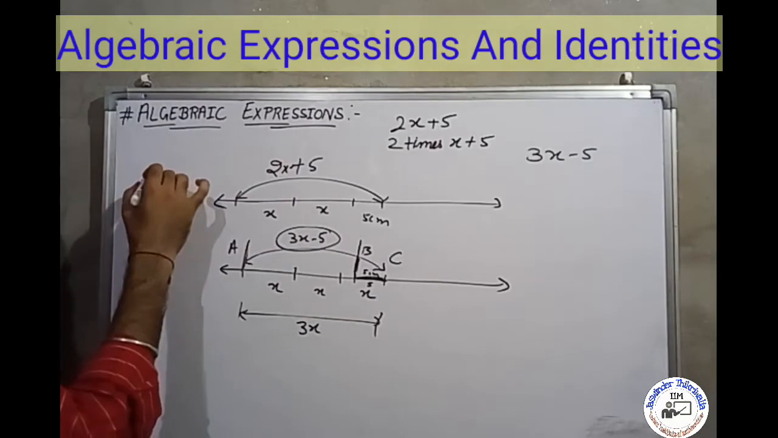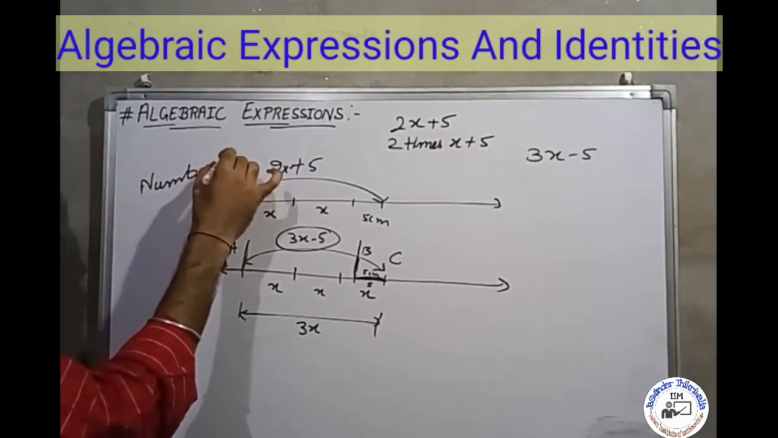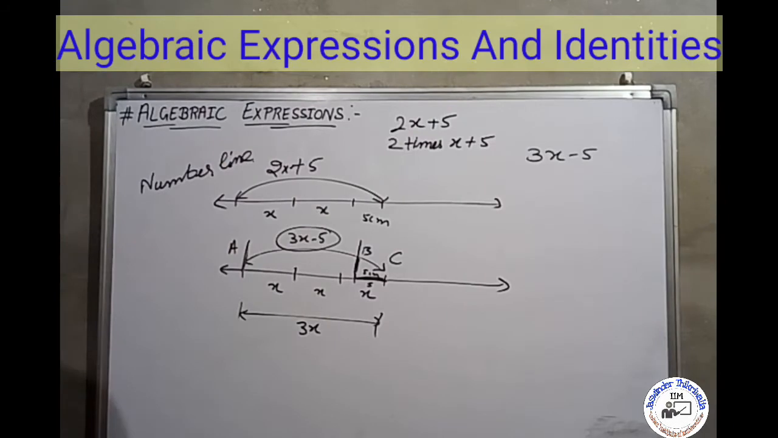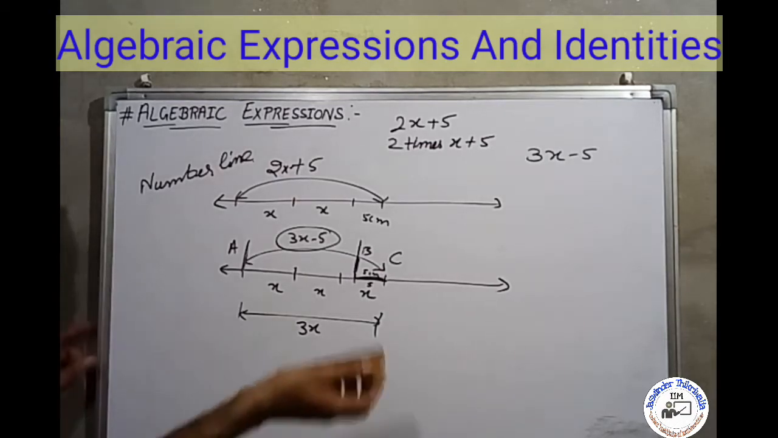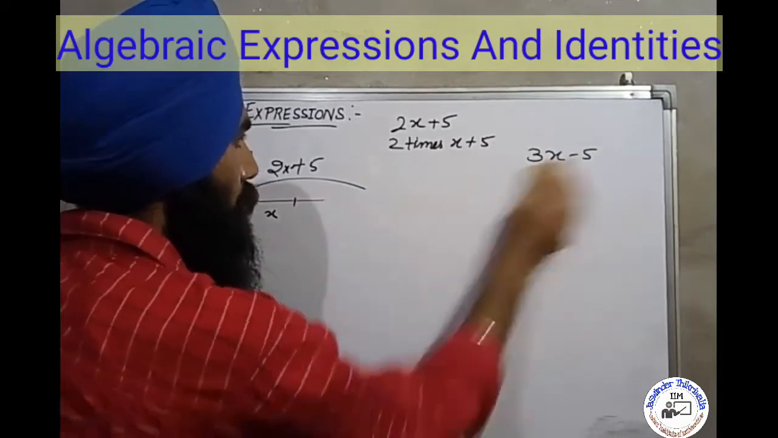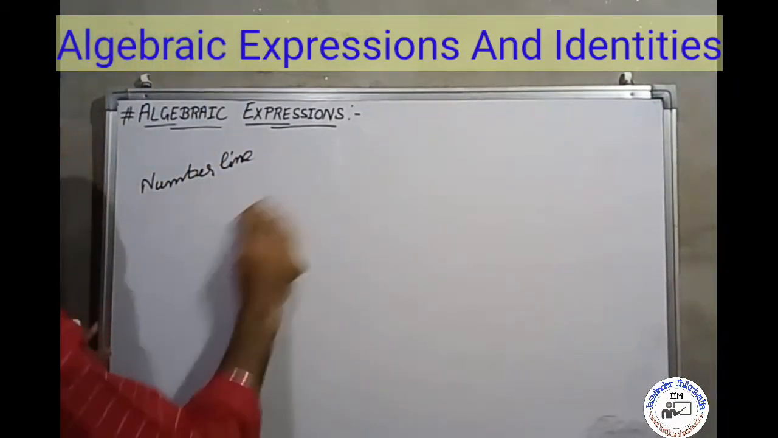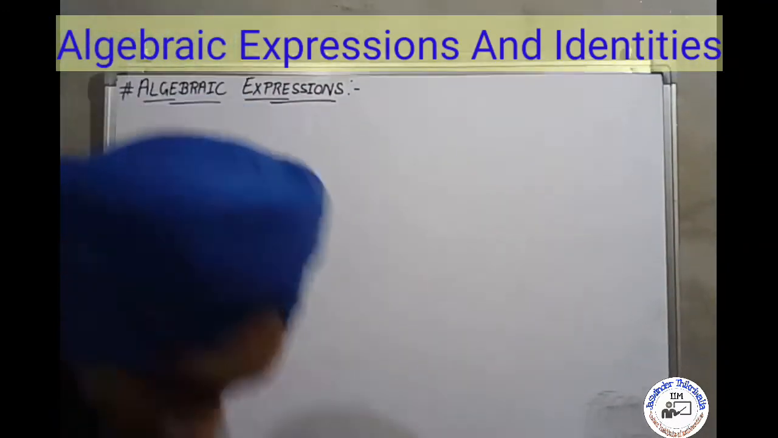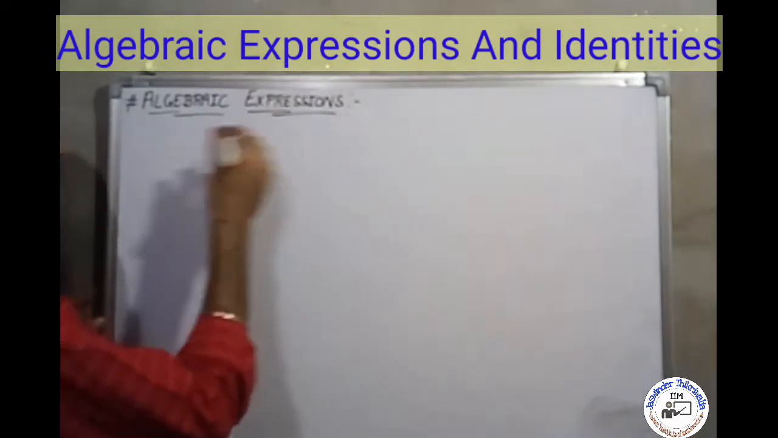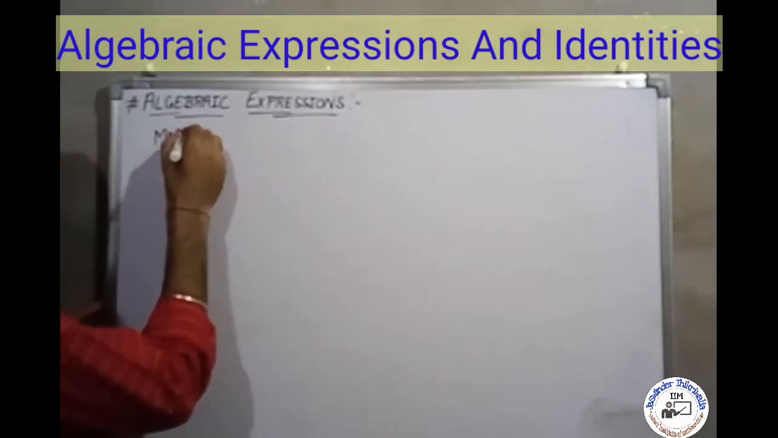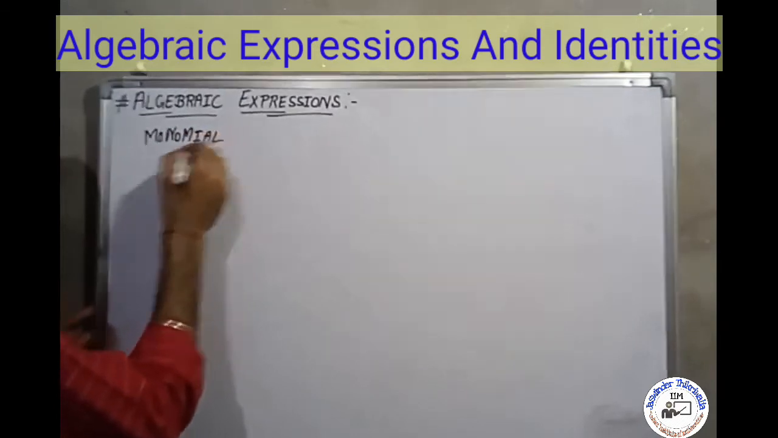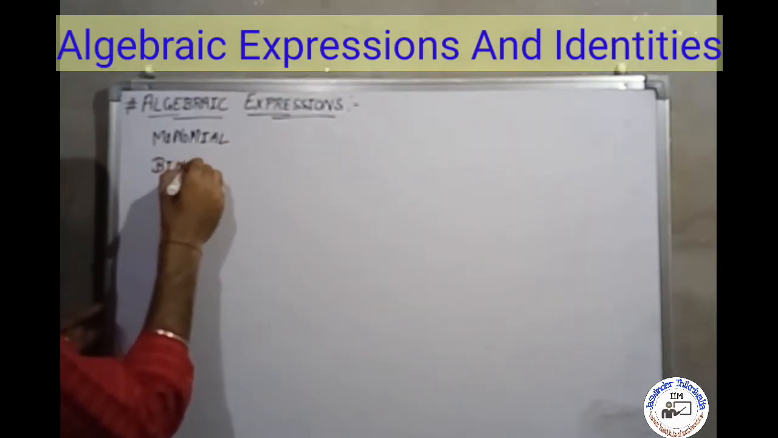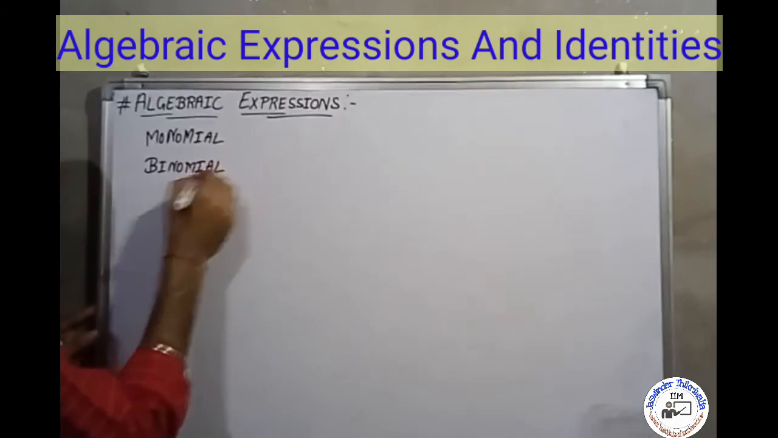So that was the number line. Now next is types of expressions. Expressions mainly consist of three types. Before discussing the types, we will discuss which kinds exist: first monomial, then binomial, then trinomial.